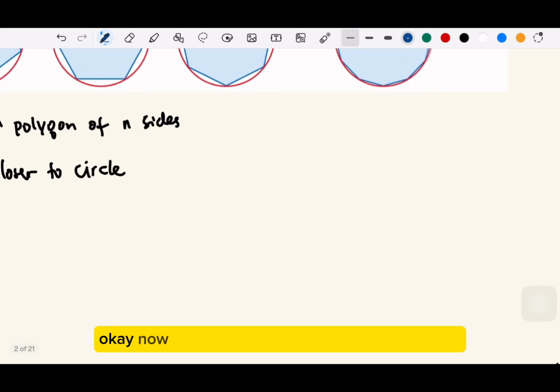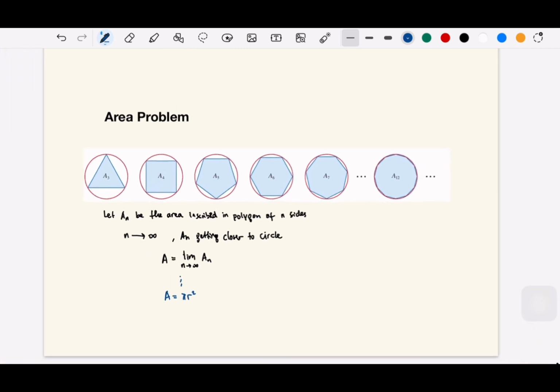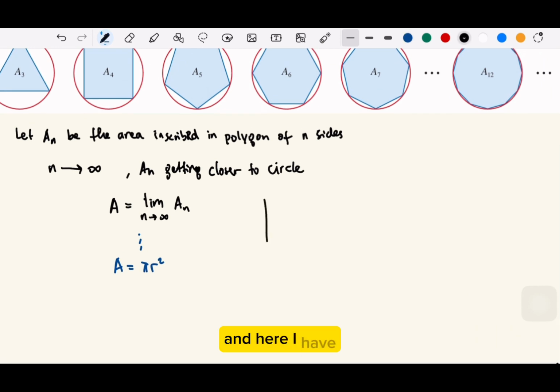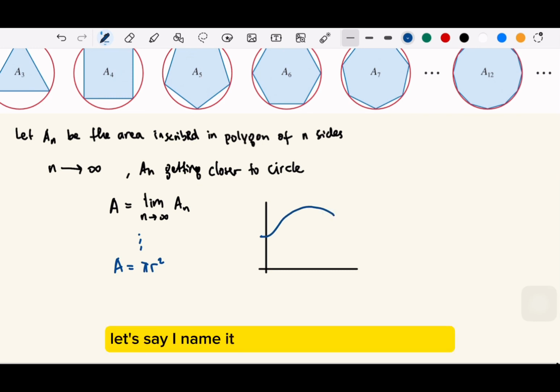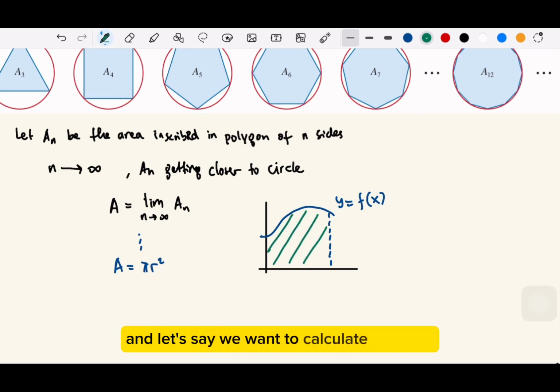Now, let's take a look at another problem. Here I have a random graph. Let's say I name the graph y equals f of x, which we are going to see a lot in our course. And let's say we want to calculate this area, the green one.